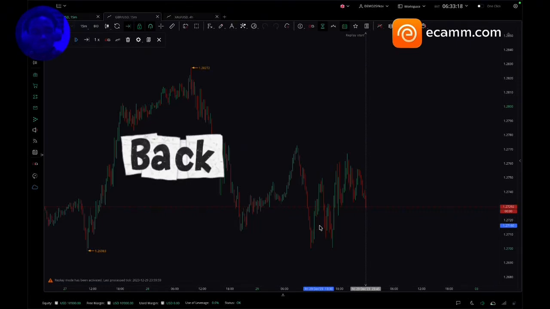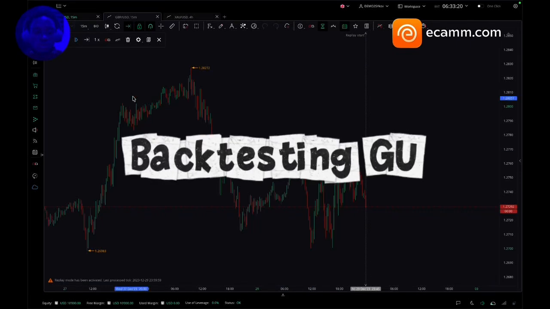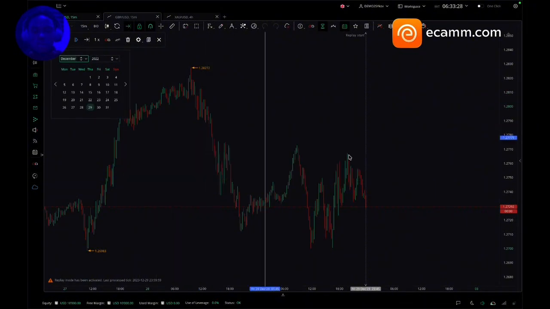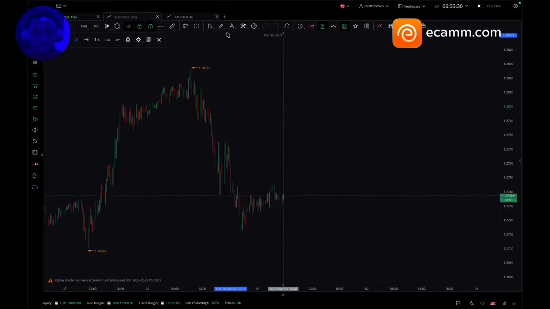Today we're going to be backtesting GBP/USD 2022. Alright, let's see how this market plays out.